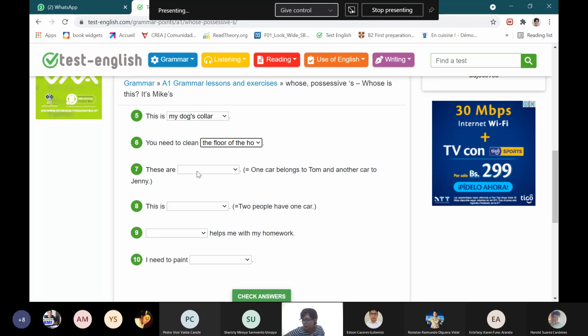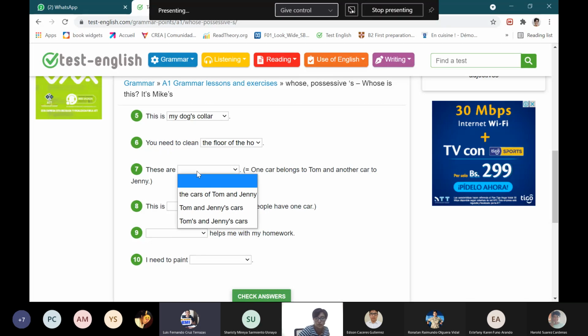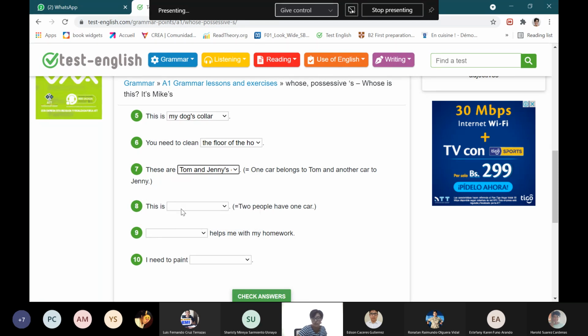What about number 7? Let's listen to Fernando. Those are Tom's and Jenny's cars. Okay, the second one or the third one? Second. Tom and Jenny's. Yeah. Cuando tengan dos personas y quieran decir que cada uno tiene un auto, no pasa nada. Siempre la última persona va a llevar el apóstrofe y la S. Tom and Jenny's cars. Okay.